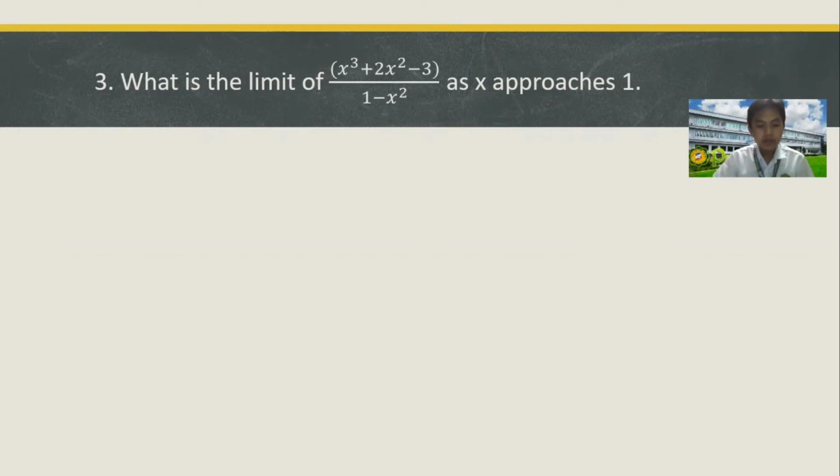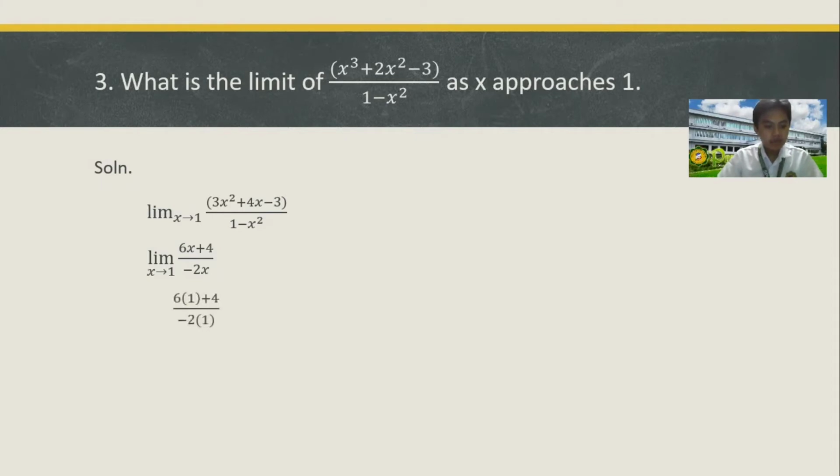So first, derive the x cubed plus 2x squared. So we have 3x squared plus 4x, then copy the constant negative 3, over 1 minus x squared. And then proceed to the derivative of both numerator and denominator. The derivative of 3x squared plus 4x minus 3 is 6x plus 4. And then the derivative of 1 minus x squared is minus 2x.